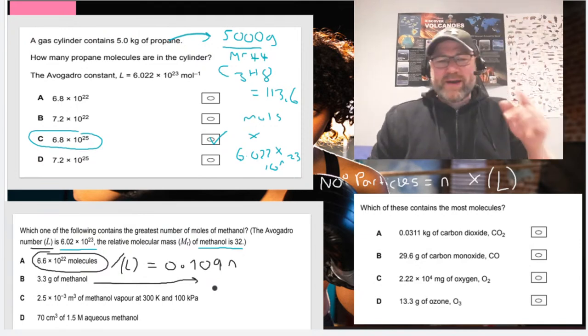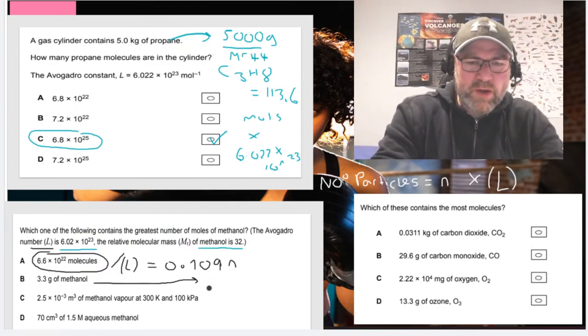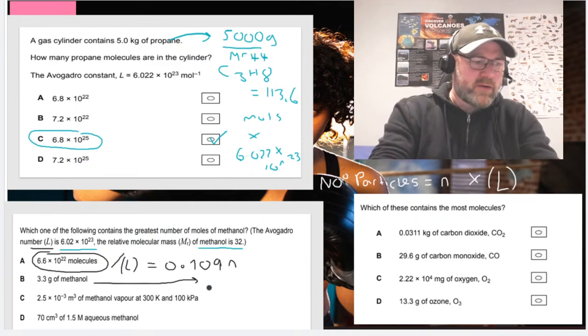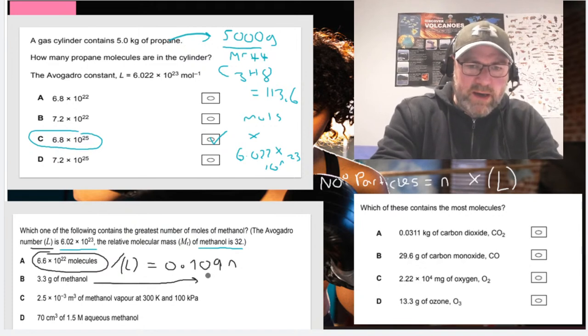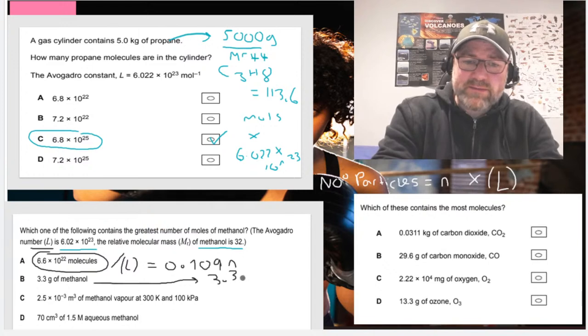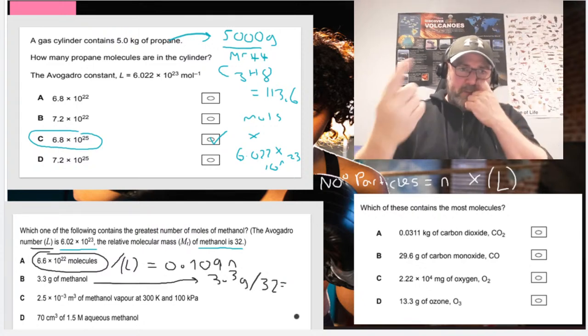Anyone got an idea how we're going to turn the mass into moles? What do you reckon, Karen? We got 3.3. They've told us the MR of methanol to save us some time. So we're going to do 3.3 grams divided by 32. And guess what? This is going to be a really close number. It's going to be pretty close.